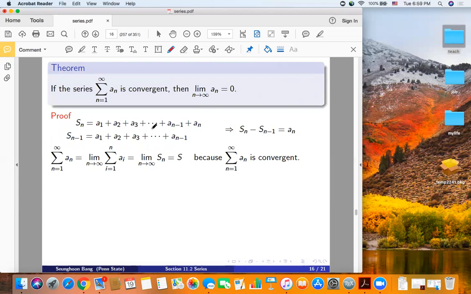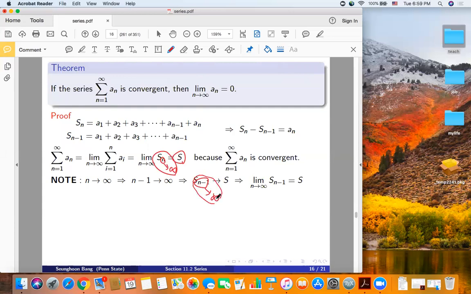So we have S. Because we have the assumption that the summation of an converges to some number, we don't know which, but some number. This is true. Next, as n approaches infinity, n minus 1 approaches infinity. Usually S(n-1) approaches S. Does it make sense? Right? As n approaches infinity, Sn goes to S, and as n minus 1 approaches infinity, S(n-1) goes to S. The same number. Is it right?